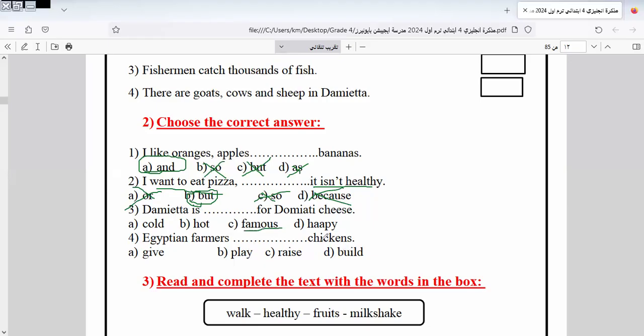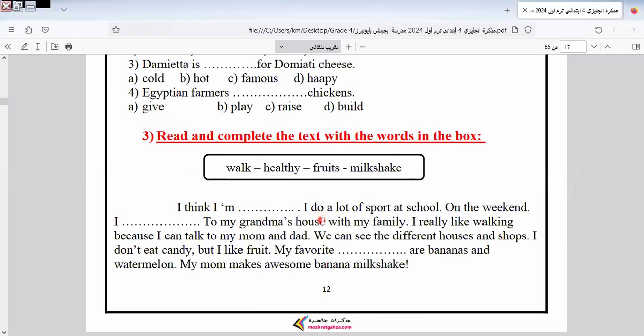Egyptian farmers raise chickens. As we told you before, when we talk about crops, we use "grow". When we talk about animals, we use "raise". You are clever pupils. Grade 4 is very clever. Okay, let's go to another question. If you pass the exam this year, we can go to the next year, and I hope to be in grade 5.